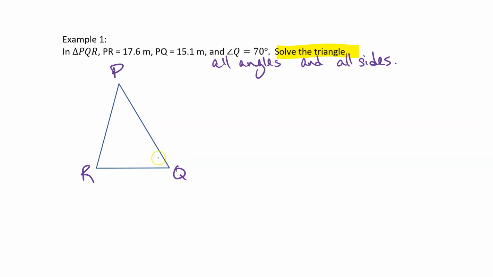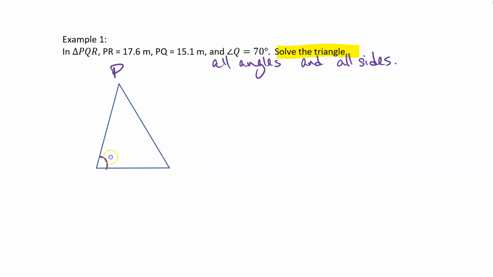Let's label. We know angle Q is 70 degrees, and we know that PR is 17.6 meters. And we also know that PQ is 15.1. That's not going to match up very right. I don't really like that. So let me come in here and do a quick adjustment.